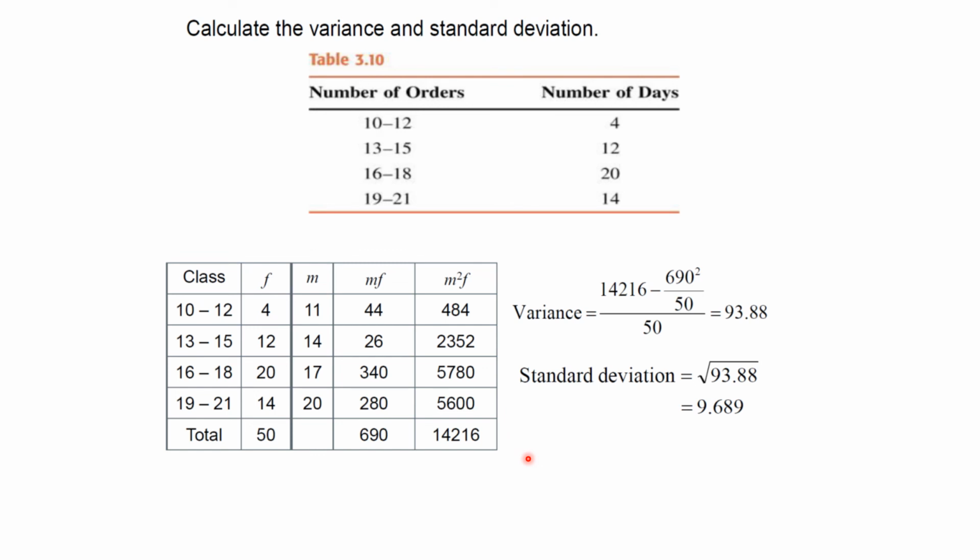My advice to you is, when you want to calculate variance and standard deviation, especially for group data, it's advisable to draw the table out, because it minimizes error, it helps in your calculation, and it helps you to be systematic.